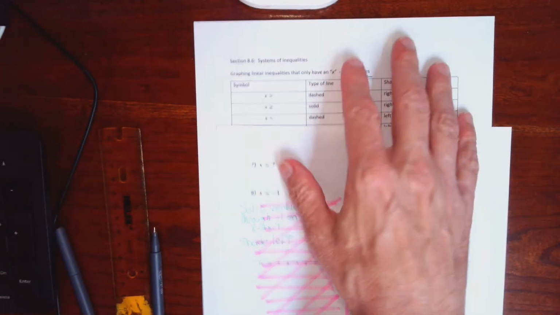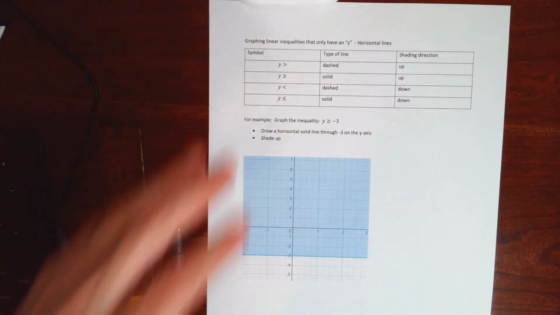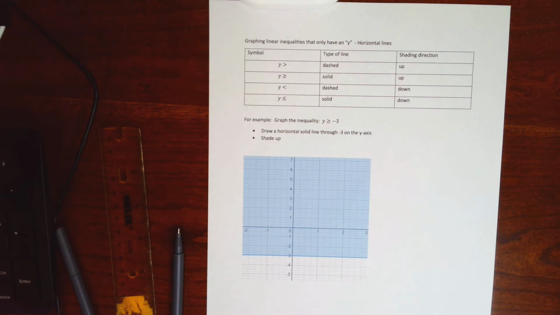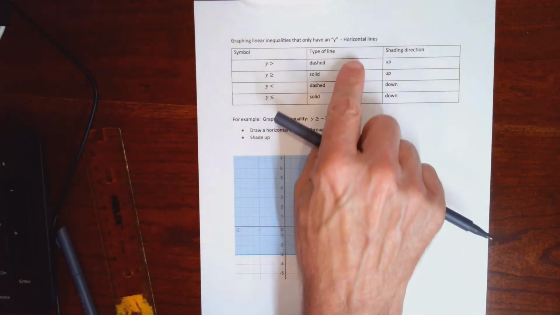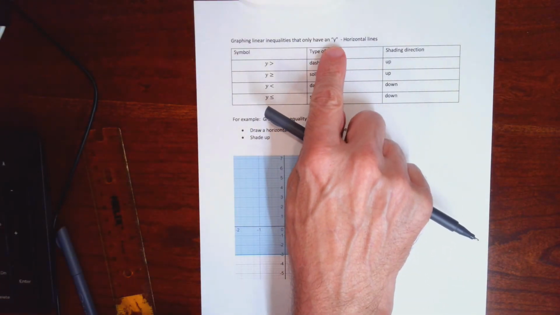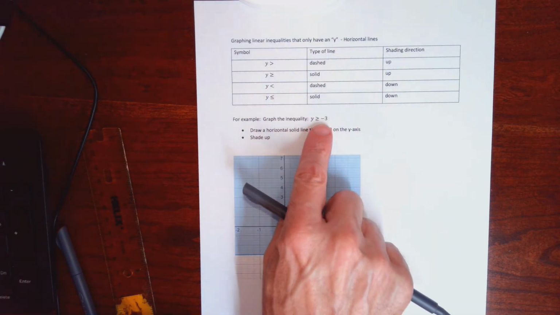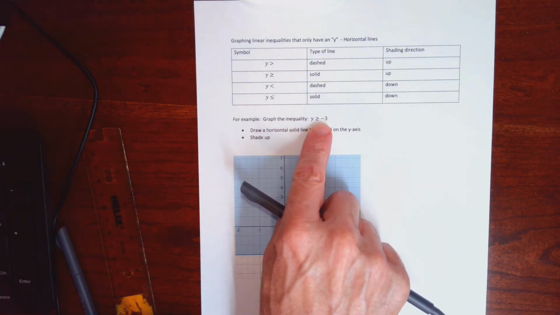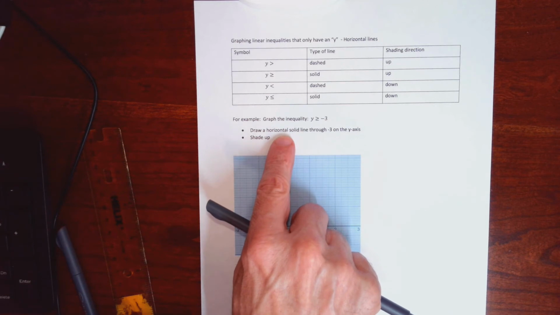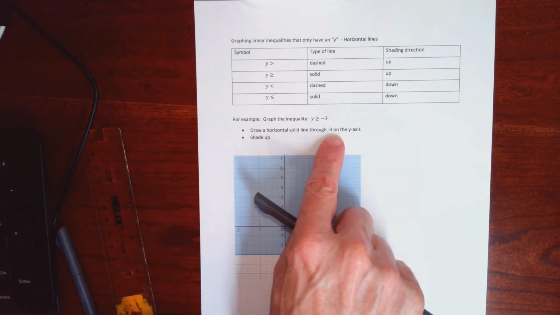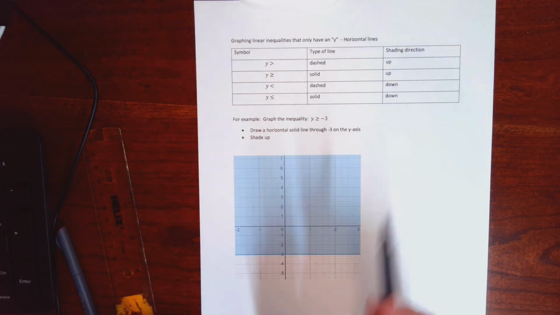The next kind of graph that we need to be able to deal with is graphs of inequalities that only have y's. And it's basically the same idea, other than I get horizontal lines and I go up and down as opposed to left and right. So if I was asked to graph an inequality that only has a y, equations that only have a y become horizontal lines. If I want to graph the line y is greater than or equal to -3, I'd start off by drawing a horizontal line, solid, through y equal to -3.